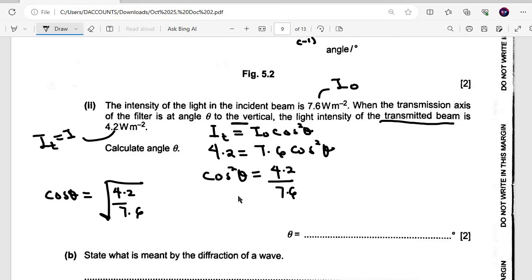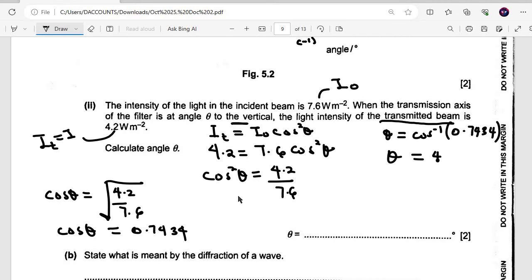So we have cos theta equals the square root of 4.2 over 7.6. It was 0.7434. From there, theta will be arc cos of 0.7434. So our theta will give us 41.98 degrees, which is 42 degrees. That's it.